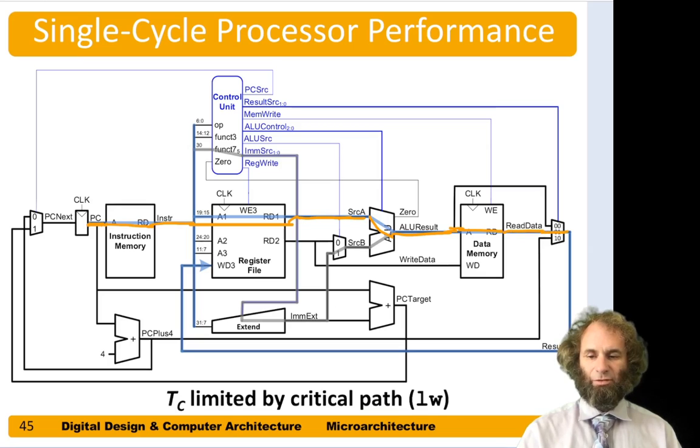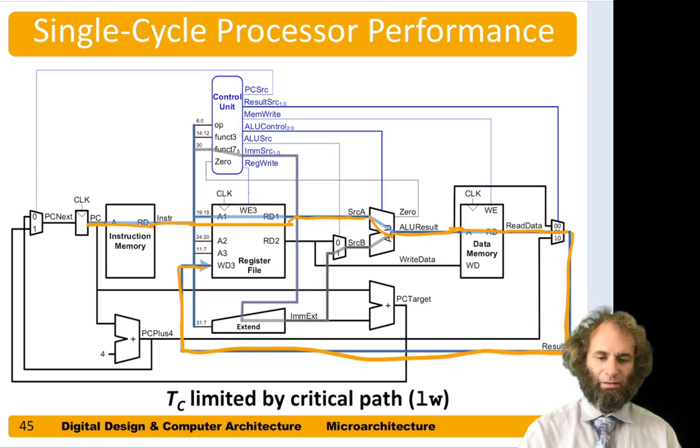That goes into the result multiplexer. We bring it around and need to write the value back into the register file, so the WD3 terminal holding result needs to set up before the end of the clock cycle.